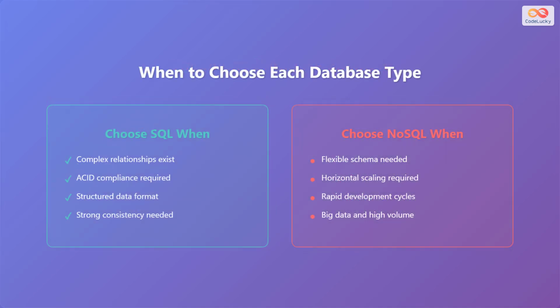So, when do you choose each type of database? Choose SQL when complex relationships exist, ACID compliance is required, the data format is structured, and strong consistency is needed. Conversely, choose NoSQL when a flexible schema is required, horizontal scaling is a must, rapid development cycles are in place, and you are dealing with big data and high volume.